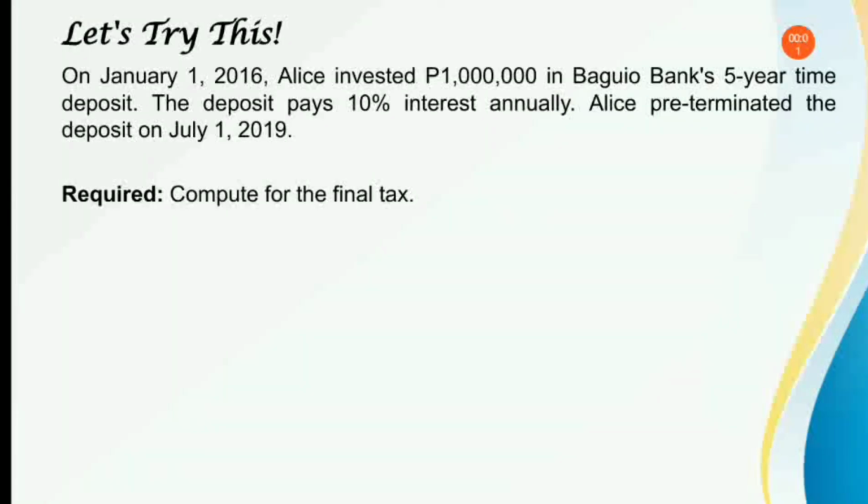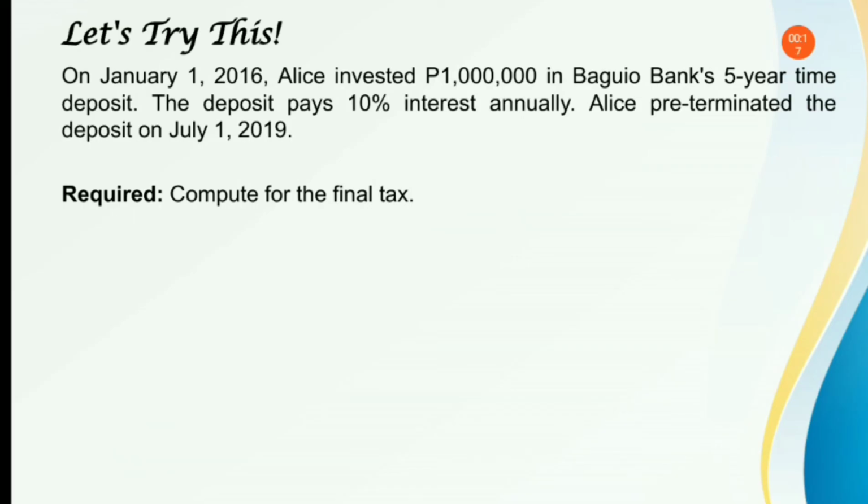i-tax. However, before we can compute for the final tax, kailangan muna nating alamin kung magkano nga ba yung total interest income ni Alice from January 1, 2016 until the pre-termination date, which is on July 1, 2019.